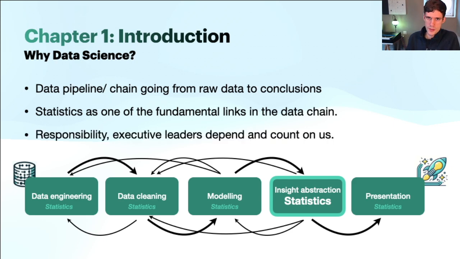And this is important because we as data scientists have a large responsibility, because executive leaders depend and count on us. They depend on us because we provide them the insights from the data that their business is generating. And they want to be sure that what we provide them really reflects the underlying data and thus their business. Now, naturally, this puts the data scientist at a very central role within the organization, but of course with a lot of responsibility. And this responsibility you can only take confidently if you know your statistics are sound. And that is of course what we will learn in the following chapters.